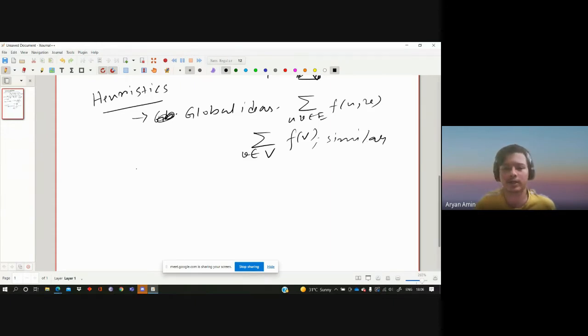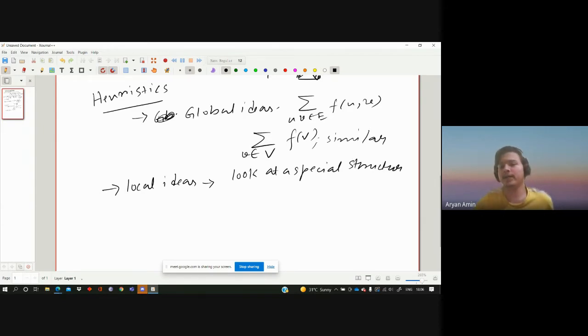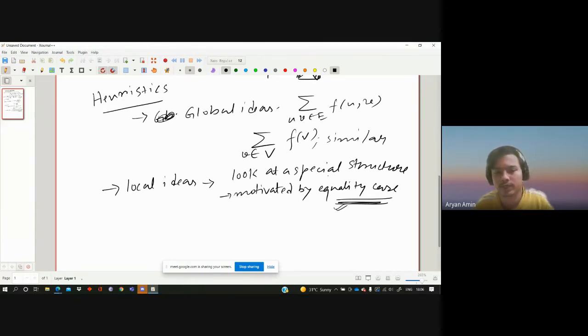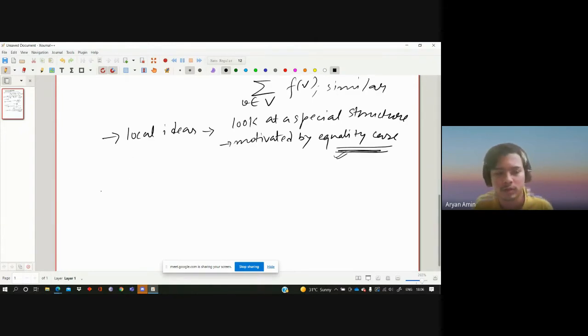Another thing is that local ideas are also going to pop up a lot in this part. What I mean by local ideas is you might have to look at a special structure in the graph, and these are mostly motivated by the equality case. Another thing that is very important for most extremal graph theory problems: you'll probably have to find the equality case first. This motivates a lot of stuff. It will tell you what structures to look for, how to go about the proof, etc.